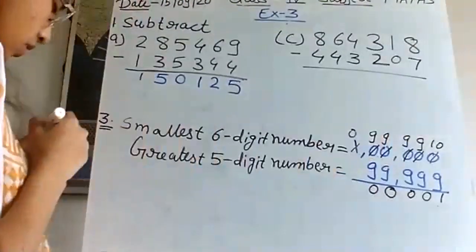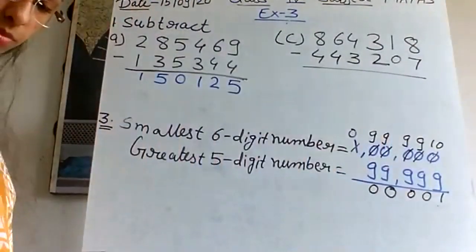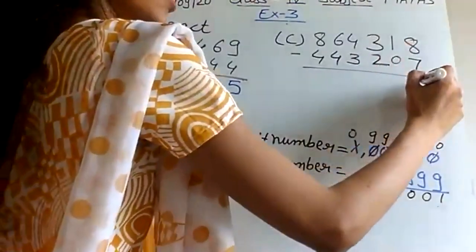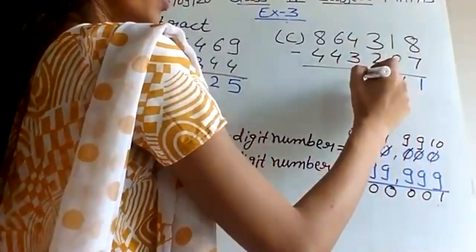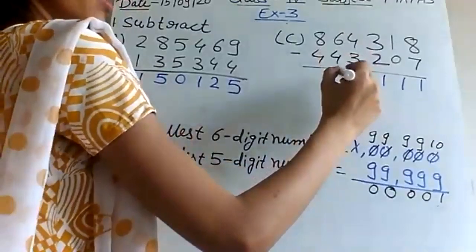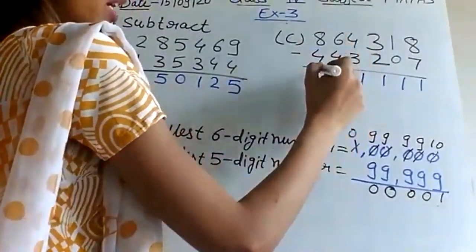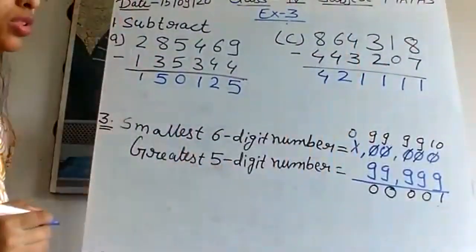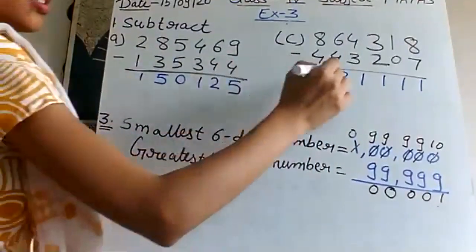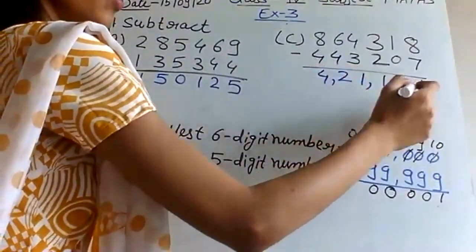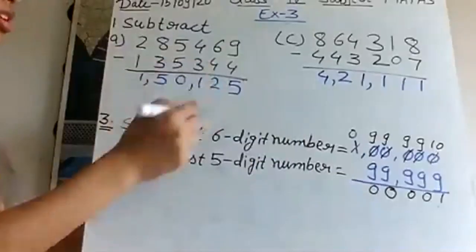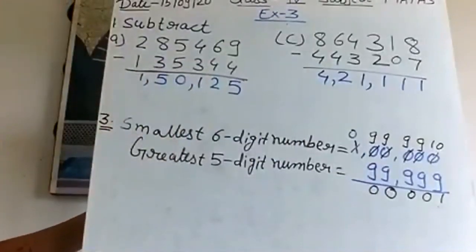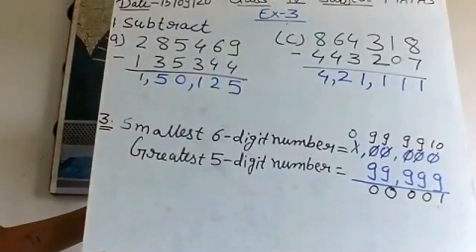So 8 minus 7 is 1. 8 minus 7 is 1. 1 minus 0 is 1. 3 minus 2 is 1. 4 minus 3 is 1. 6 minus 4 is 2. And 8 minus 4 is 4. So the answer is 4,21,111. The first answer is 1,50,125. Okay.